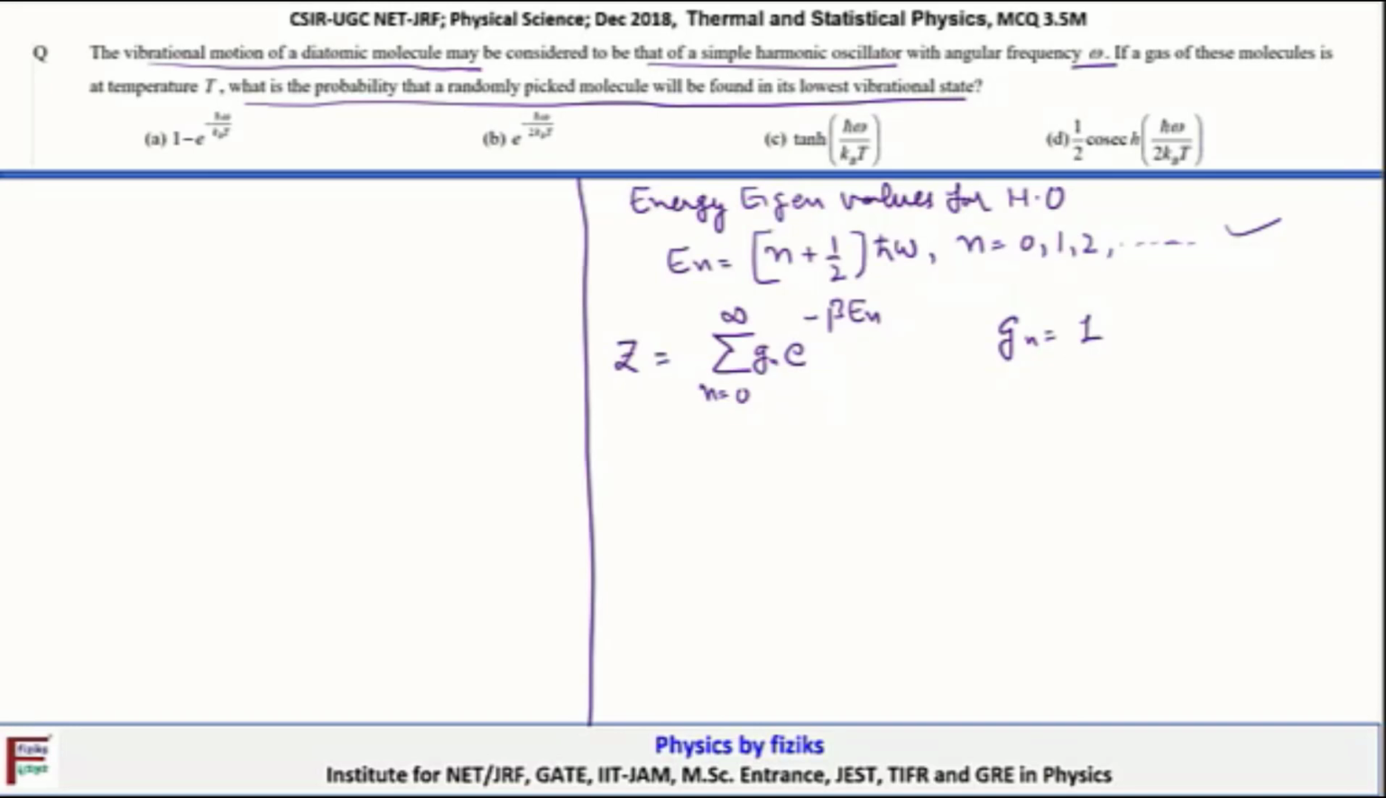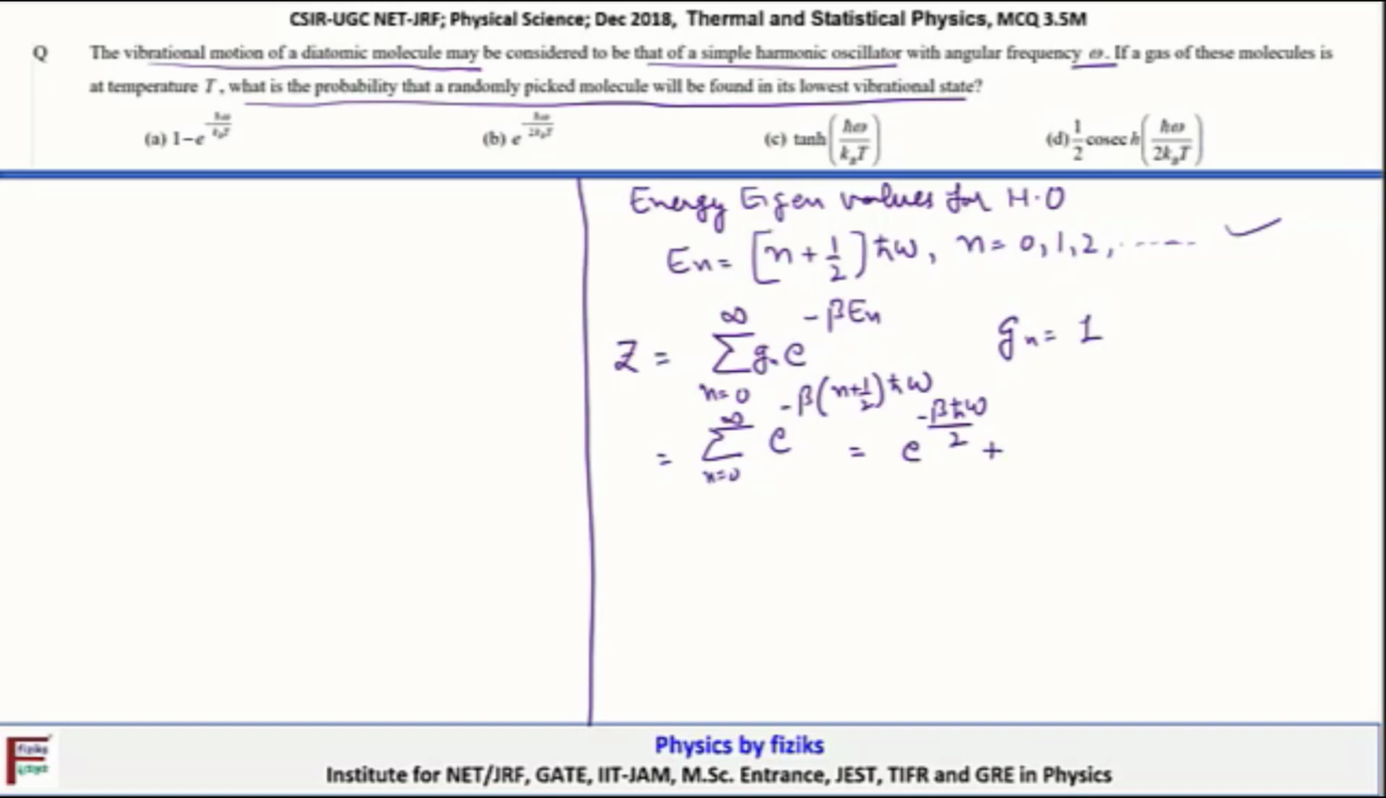So the partition function is equal to the sum over n running from 0 to infinity of exponential minus beta multiplied by En, which is n plus half h cut omega. This can be further written by simply changing the value of n. The first term is obtained when n is equal to 0, which gives us beta multiplied by h cut omega by 2, so we can write it as exponential minus beta h cut omega divided by 2.